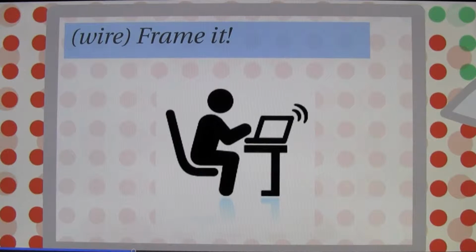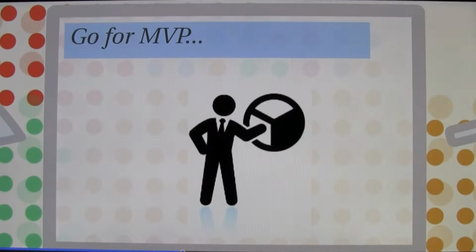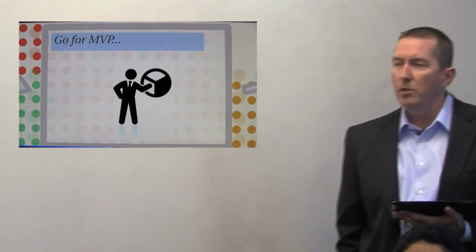After wireframing, we recommend going for a minimum viable product. So not most valuable player in this case, but minimum viable product, illustrated by that graph up there. Most people would have a tendency to try to fill the whole graph. So what they're going to want to do is build every single feature that would be out there, because they want the customer to come in, take a look at it, and think, wow, this is really super cool.